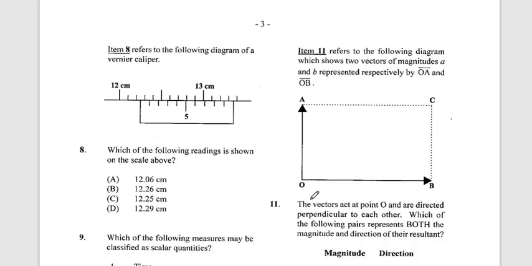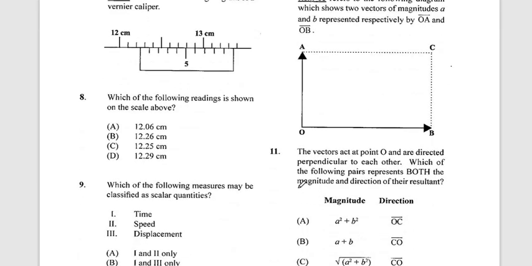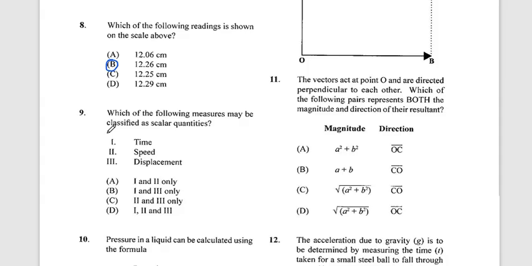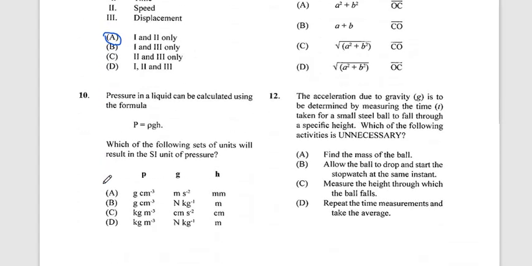Number 8. Which of the following readings is shown on the scale above? B. 12.26 cm. Number 9. Which of the following measures may be classified as scalar quantities? A. Time and speed. Number 10. Pressure in a liquid can be calculated using the formula P equals rho g h. Which of the following sets of units will result in the SI unit of pressure? D.